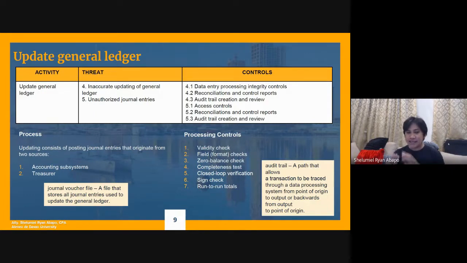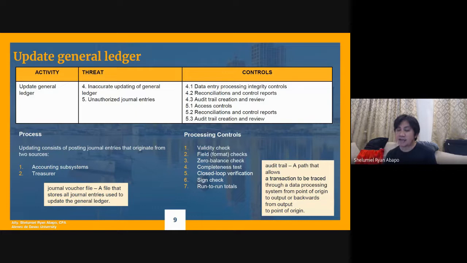Now, in the treasurer journal entry class, there are what we call input controls that are used in order to ensure that the original data entry that is being created by the treasurer will be accurate and complete. So you have the different processing controls here in updating the general ledger under the second source, which is the original data entry. So what are these different processing controls? First will be the validity check.